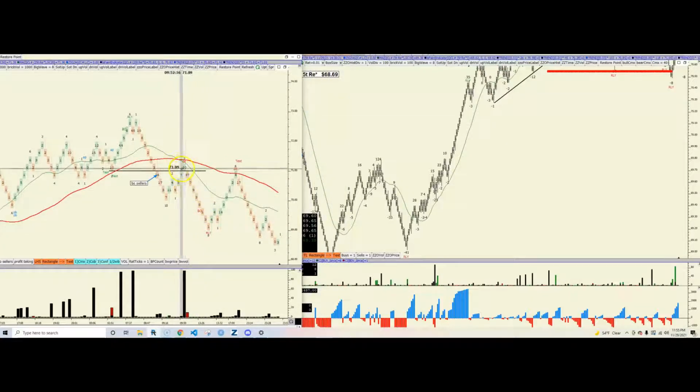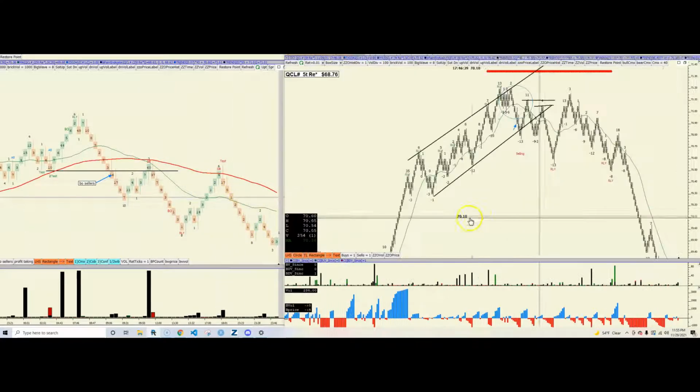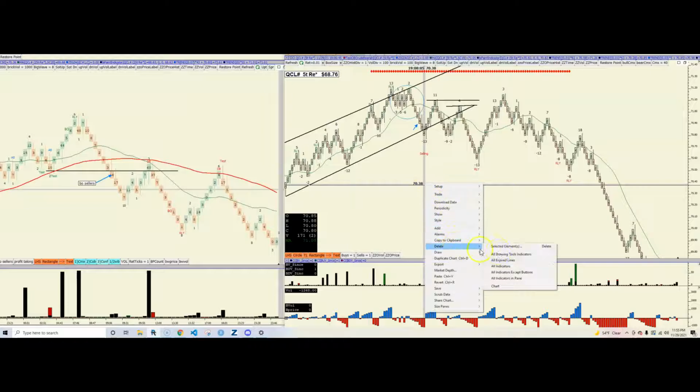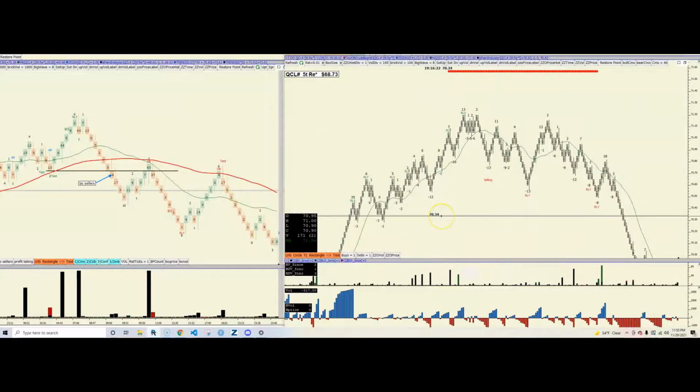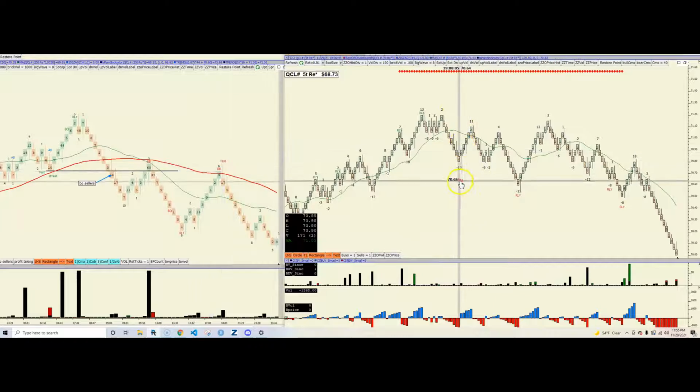So over here, this was the first opportunity, which was a test of the breakdown, and it went down. The second opportunity was on the retest, and that's the test of the resistance level. And here, there's a very nice opportunity. In this area, when it tested, selling came in, as indicated here.